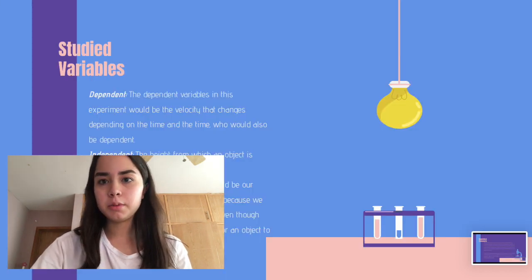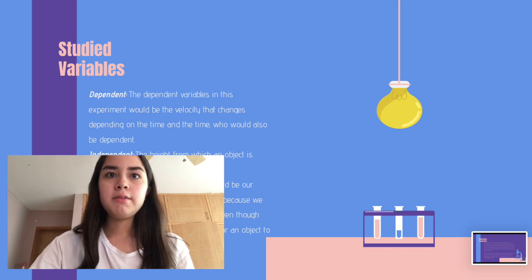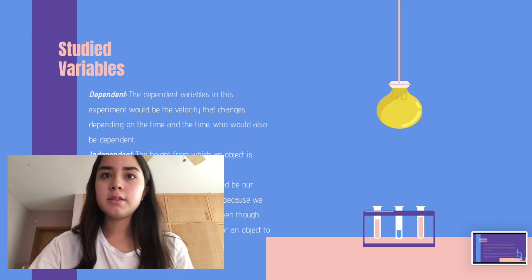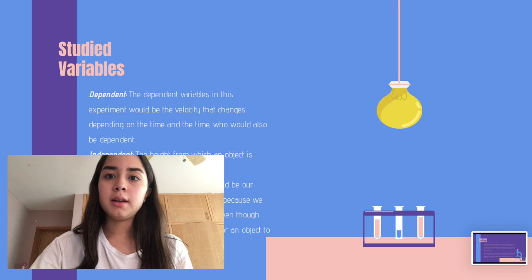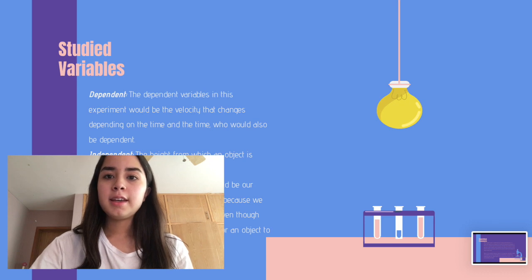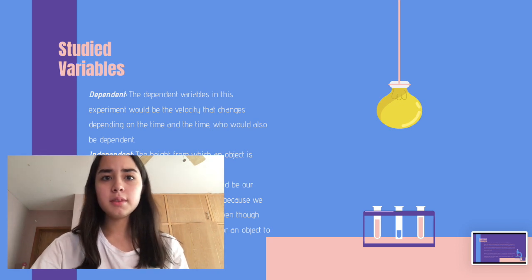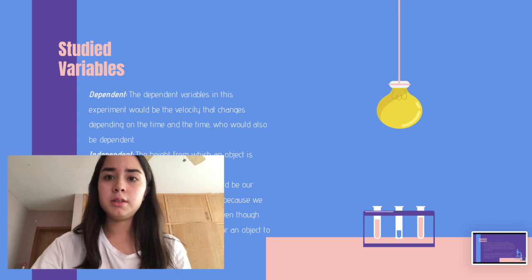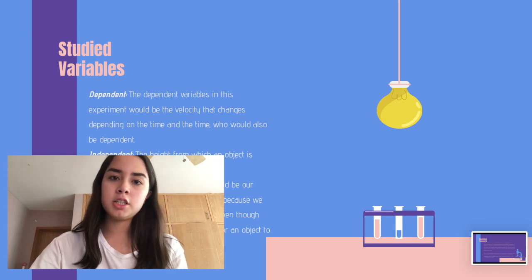And here are the variables that I used. First, the dependent variables: we would have the velocity, which changes depending on the time, and the time, which would also change depending on the height. Those are things that we already know, but we want to prove correct in this experiment. And the independent variable would be the height from which the object is dropped, because height can be changed without depending on either time or weight or anything else. And our controlled variables would be our acceleration and the mass of the object, because we will always be using the same values, since I would always be using the same marble, and gravity does not change on Earth.